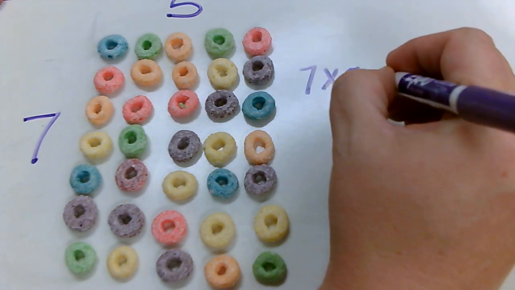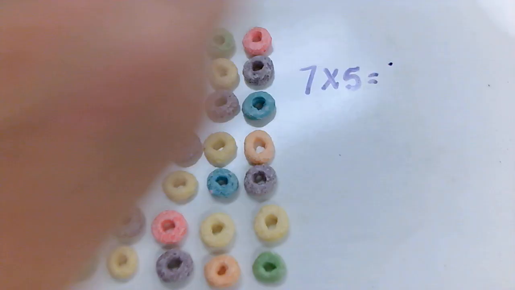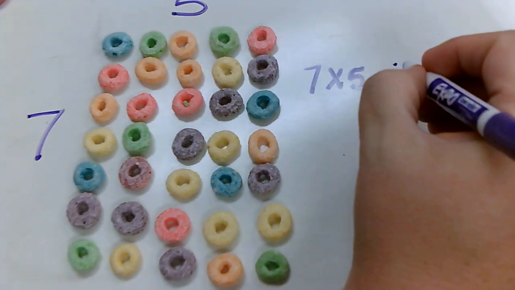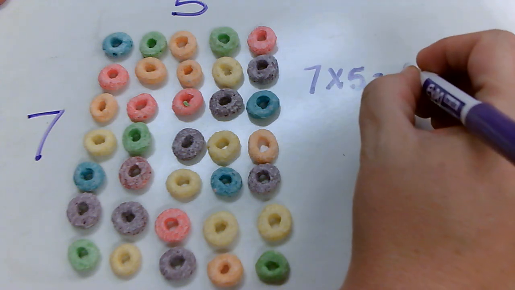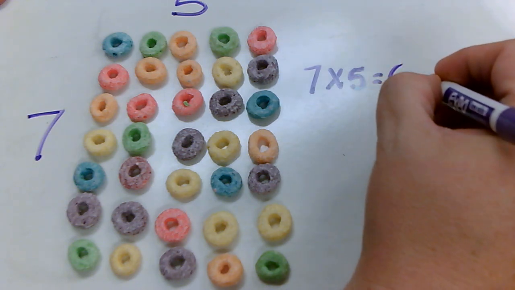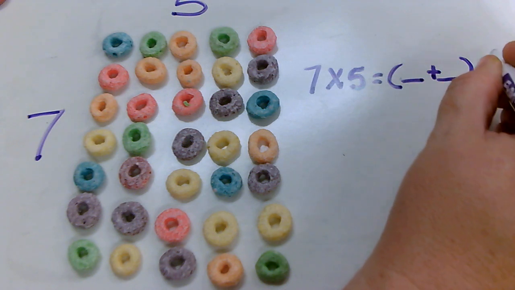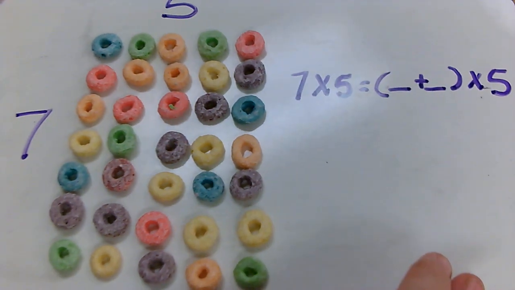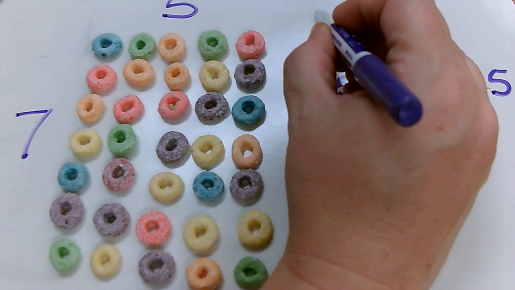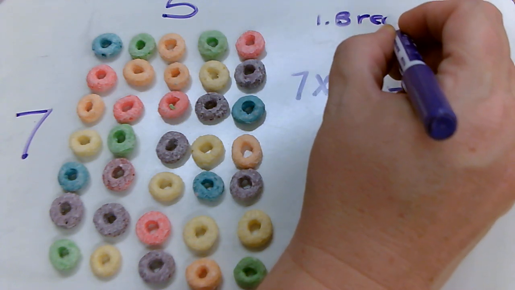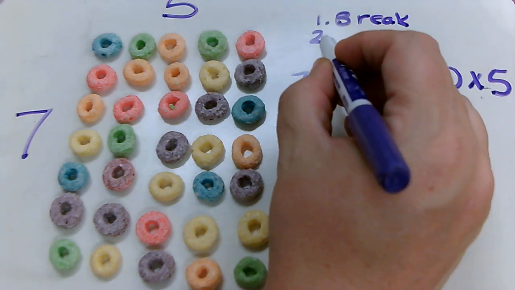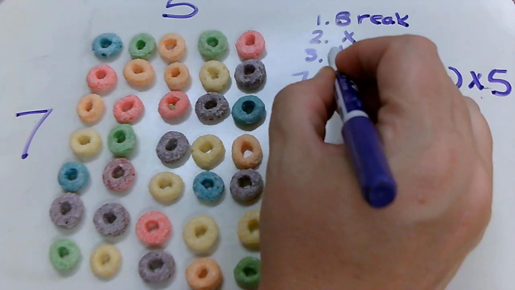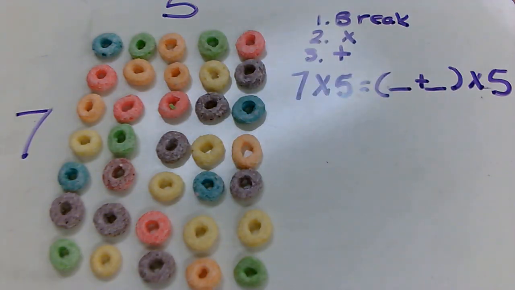So my first step is that I'm going to break apart the 7 into two numbers that I'm going to multiply times 5. My first step every single time is going to be step 1, break. Step 2, multiply. Step 3, add them back together. That's the distributive property. Break it apart, multiply, add.